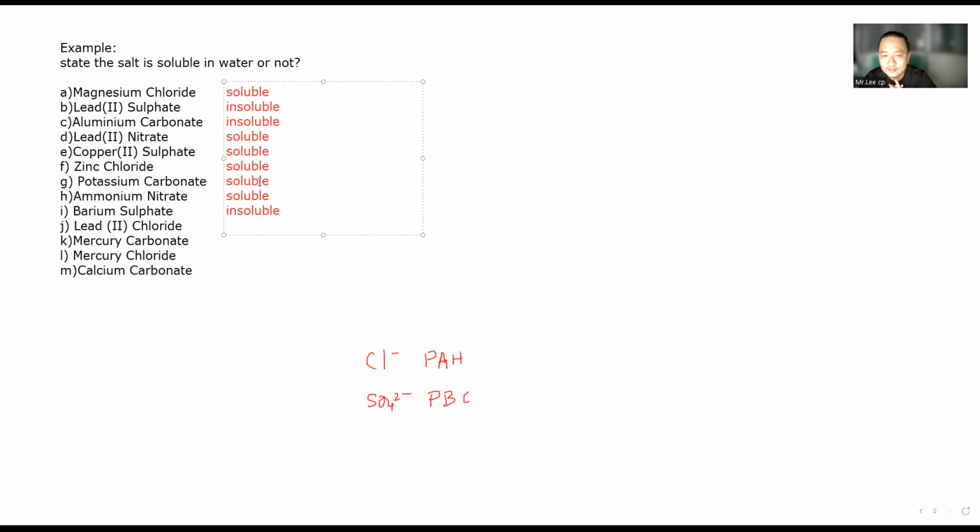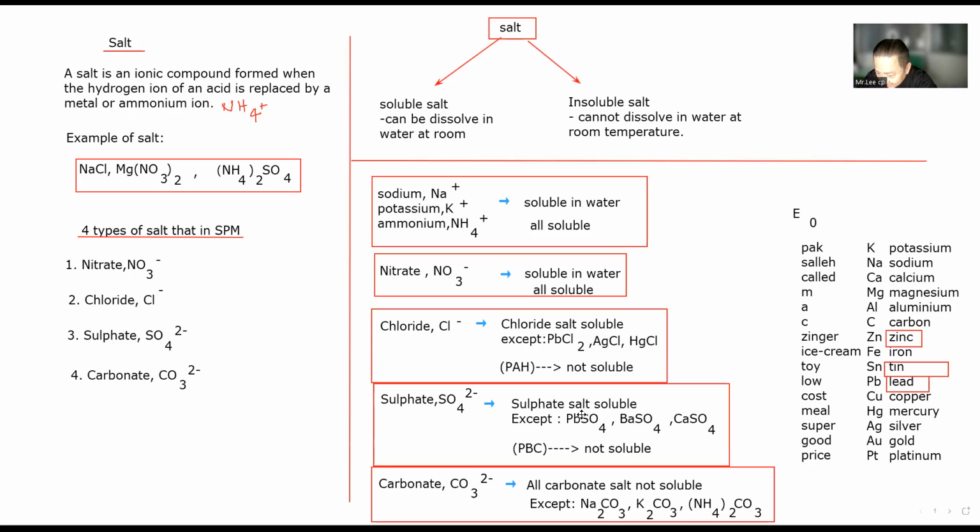So PAH. How about JC? You see? Lead chromate. Lead chromate is not soluble, right? You have to see chromate, which is PAH. This P stands for PB. PB is lead, right? PB is lead.